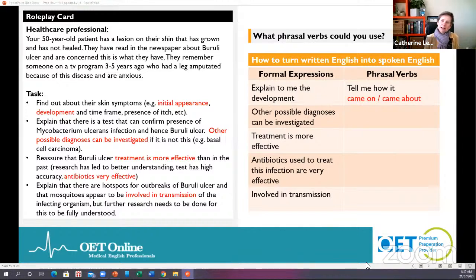What about the next one? Other possible diagnoses can be investigated. Well, we've already had a look at that one. So rule out could be the way there. Mozzie gave us that answer there. Treatment is more effective. Do you know a phrasal verb that could be used here?